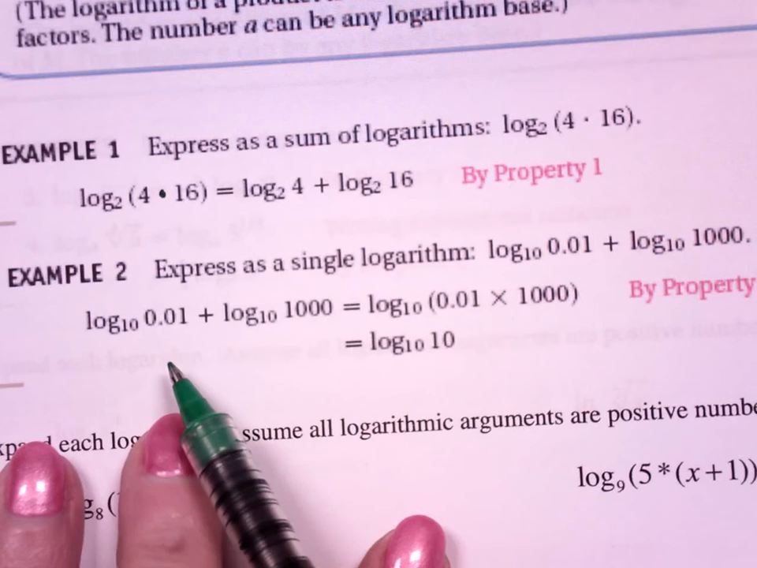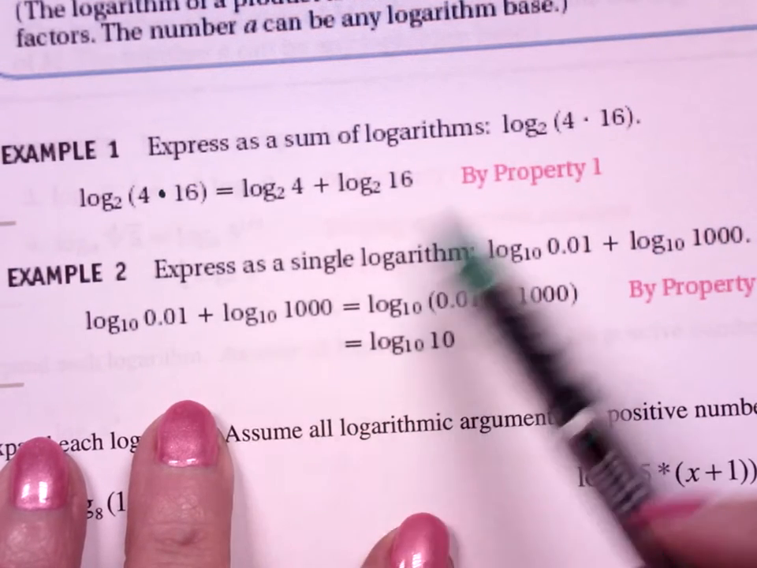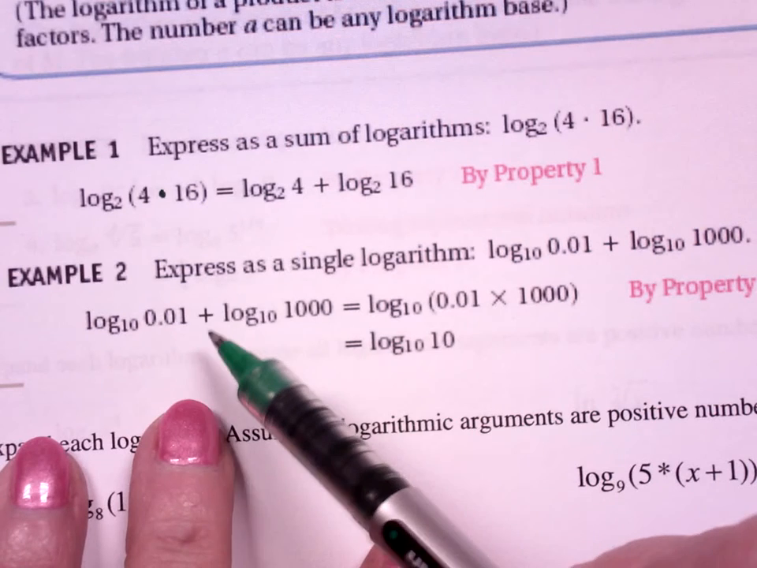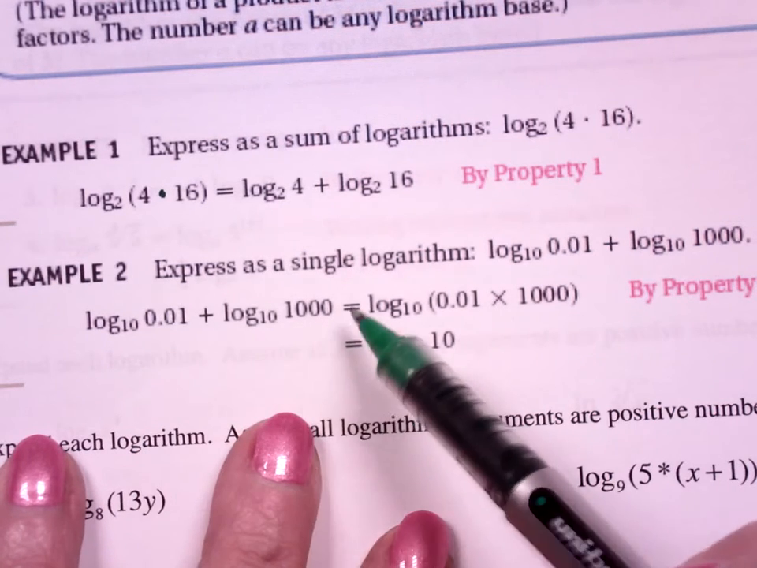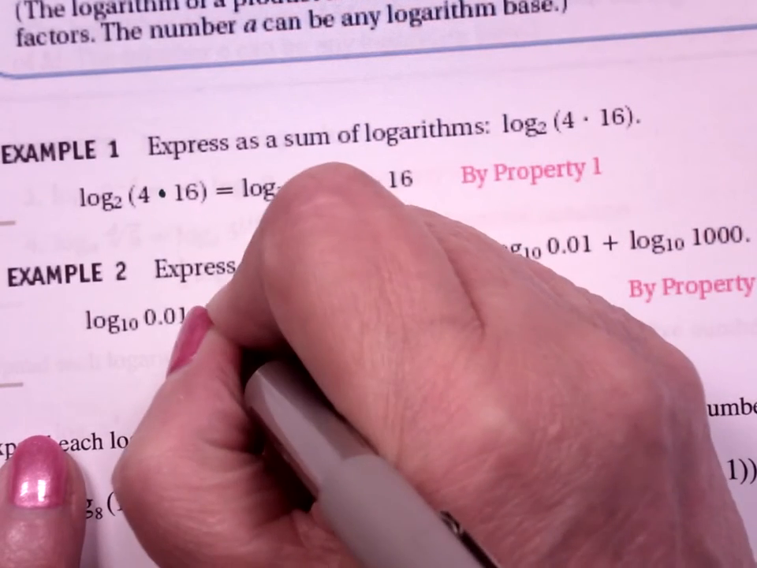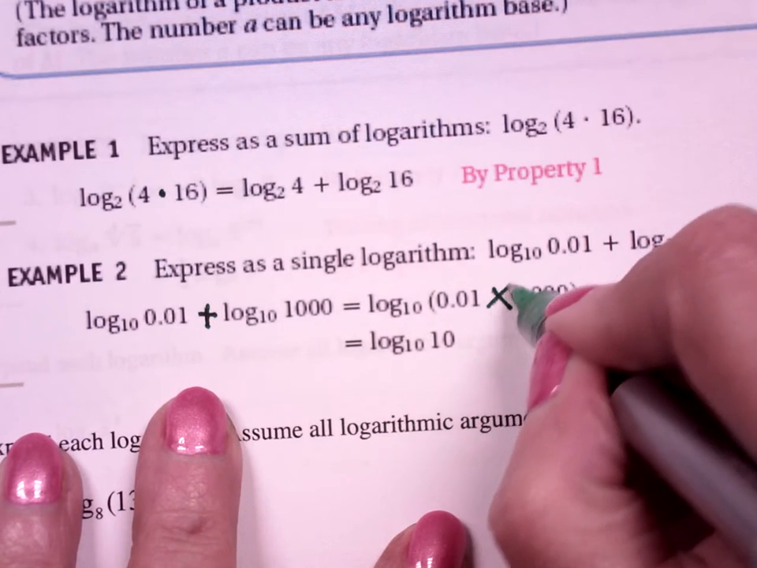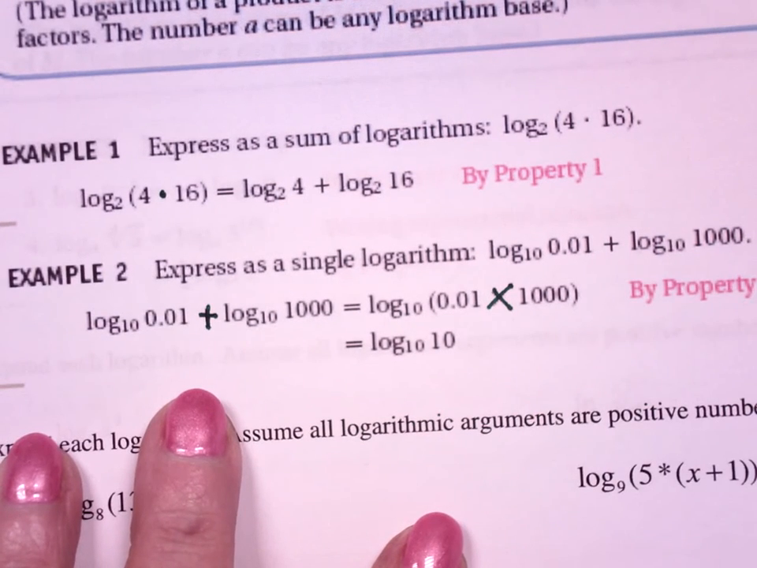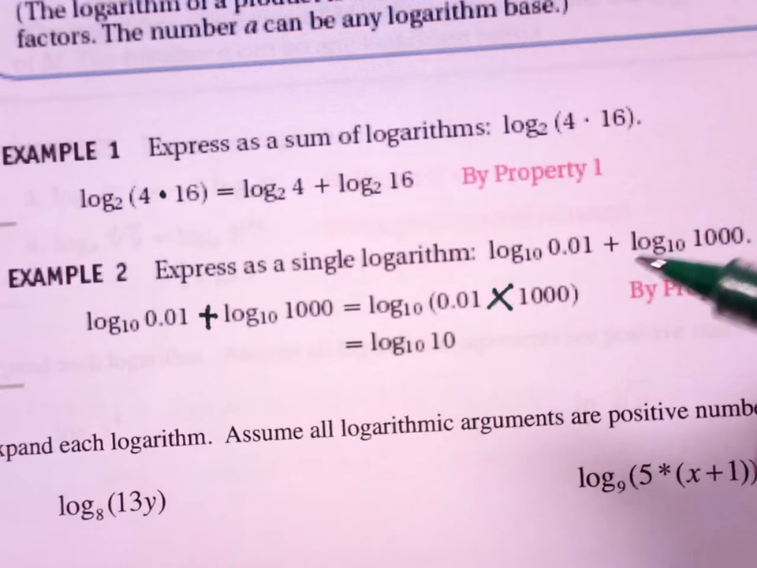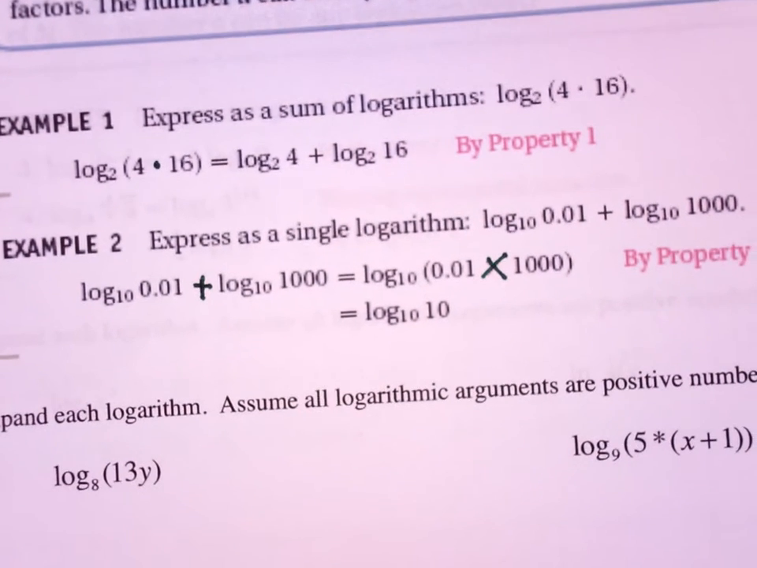Now what you can take apart, you can put back together. Log base 10 of 0.01 plus log base 10 of 1,000 is log base 10 of, this is a sum, so a sum turns into a product, and 0.01 times 1,000 is log base 10 of 10. So you can take these things apart and bring them back together.